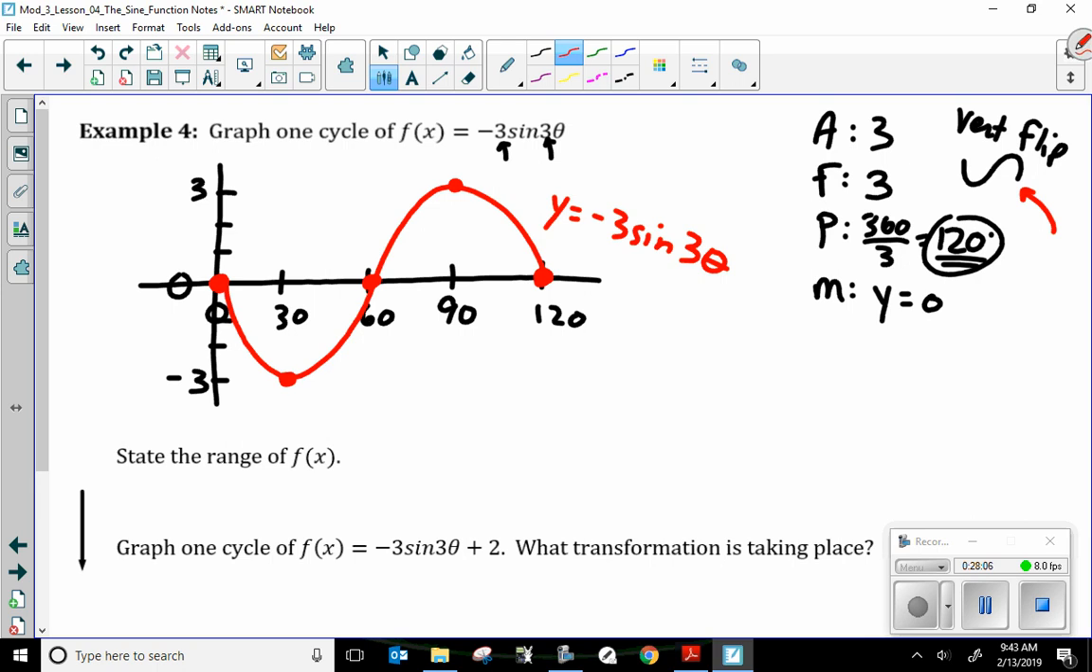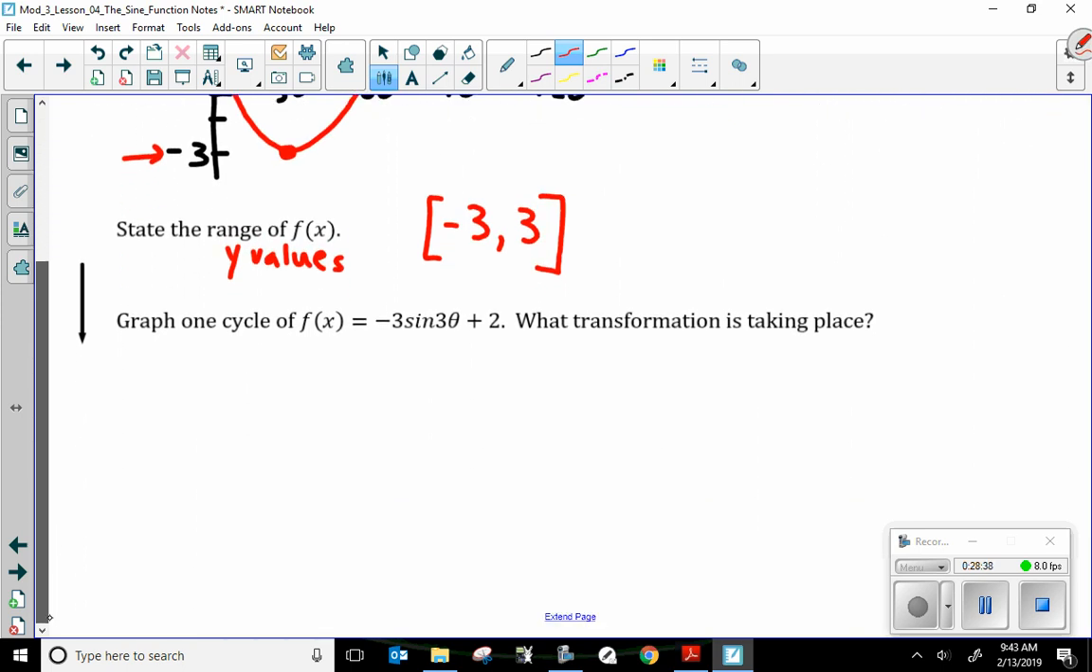Okay? Not too bad. So state the range of one cycle. Domain is all my x values. Range would be all my y values. Well, the highest it goes is a 3, and the lowest it goes is a -3. So it would be from -3 to 3. It doesn't go anywhere outside that boundary for the y-axis. Okay? Now, I like this next question.